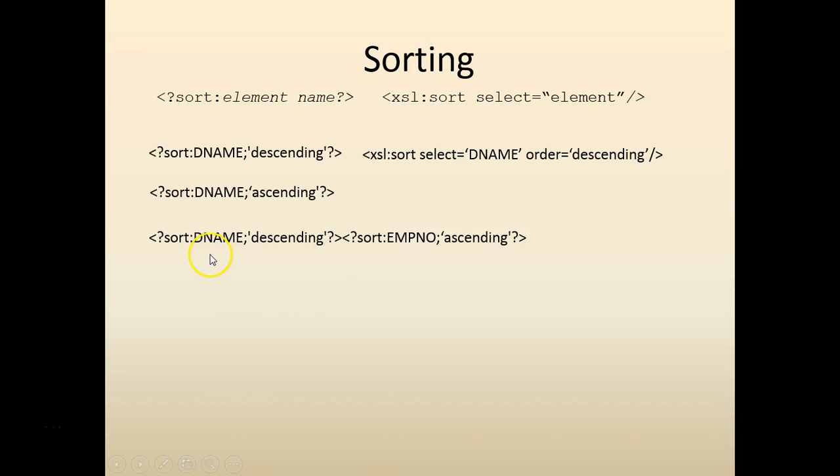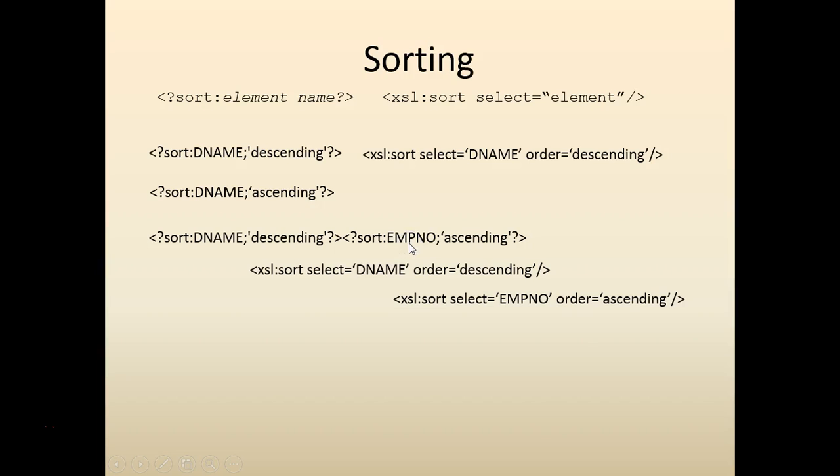We can use multiple sorts. In this example, we would sort by department name followed by the employee number. If you do the XSL way, we'll be doing the same thing with the xsl:sort department name first, followed by the employee number.